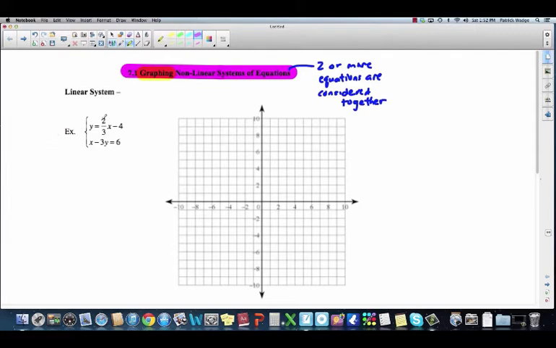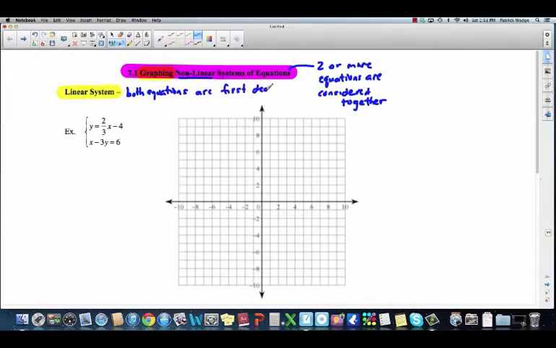But today what we're doing is graphing, and you'll notice we're going to concentrate on nonlinear systems of equations. So if we're working on nonlinear systems of equations, we better figure out first what a linear system of equations is. Well, a linear system is, as you can probably guess, a system of equations where when you graph the two equations, they're both lines. Another way you can say that is both equations are first degree.